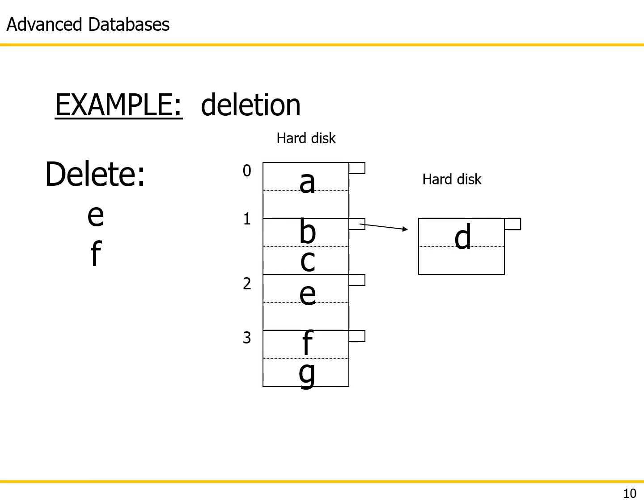Now, what about deletion if we adopt overflow pages? So if I delete E, that's not an issue. Well, first I have to find it, so I'm going to hash E, and the output of the hashing function is going to be page number 2. I will go to page number 2 and erase it from there. And then F is going to be the same.